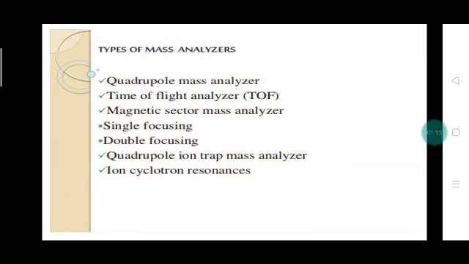Different types of mass analyzers: first one, quadrupole mass analyzer; second, time of flight analyzer; third one, magnetic sector mass analyzer; fourth one, single focusing, double focusing; quadrupole ion trap mass analyzer, and last one, ion cyclotron resonance. Here, first we discuss the quadrupole mass analyzer.